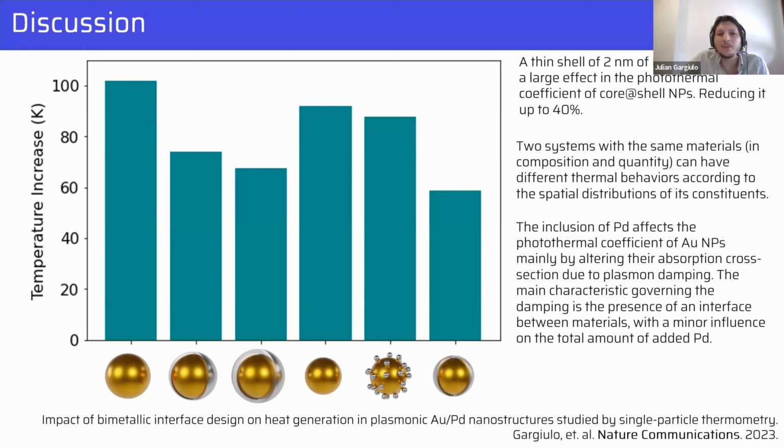Because the inclusion of palladium affects the photothermal coefficient mainly by altering their absorption cross-section due to plasmon damping.